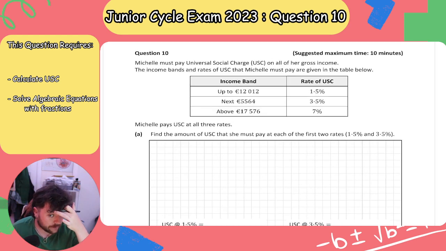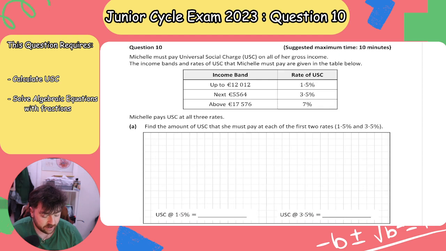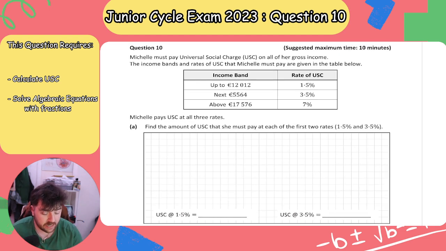So this one was a bit of a tricky one for a lot of people. This question did require you to calculate USC for different rates, but also it was a hidden algebraic fractions question as well. You had to form an equation in X that had fractions in it, and then solve that for the last part. So part A is a very nice part. So here we go. Question 10.